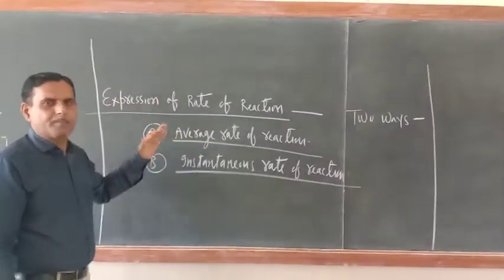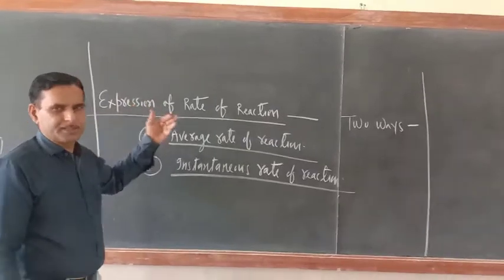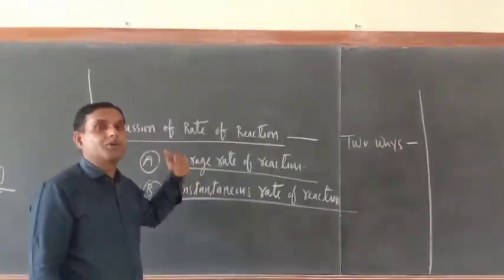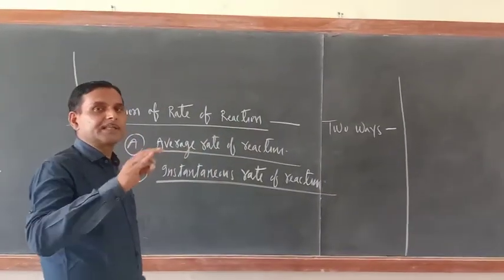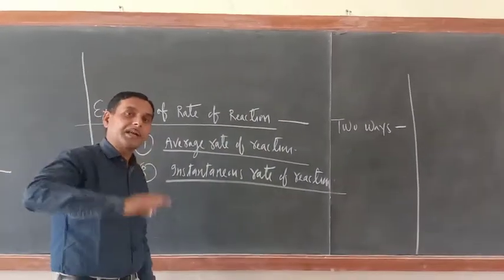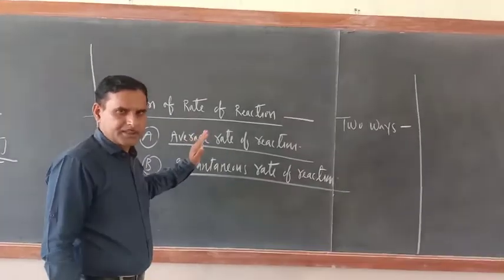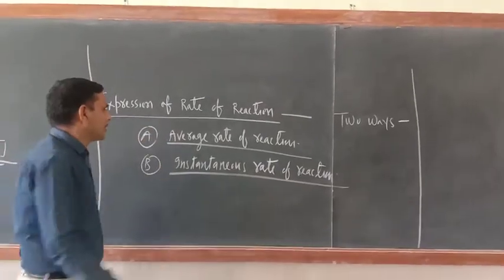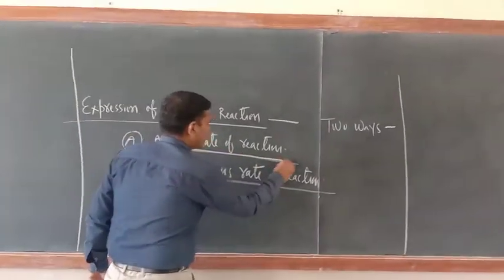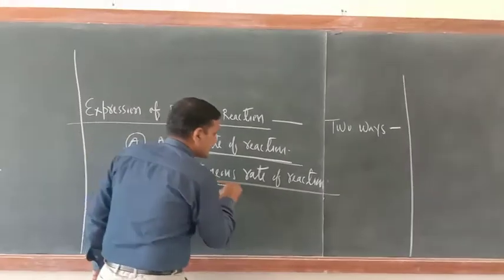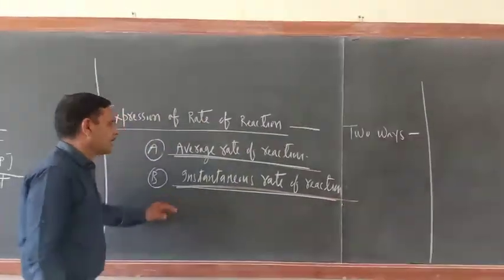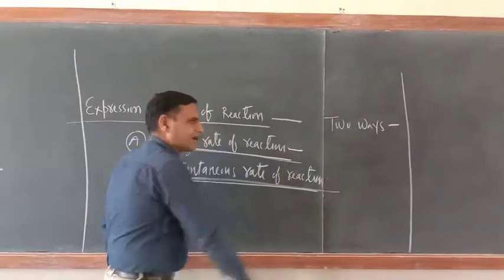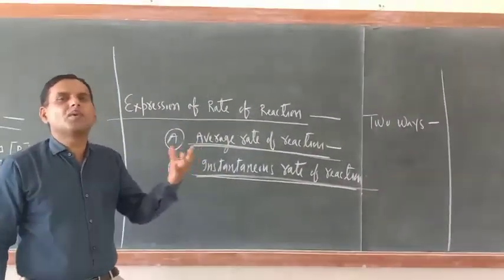Yesterday we discussed the rate of reaction. As we know, the rate of reaction can be expressed in two ways: in terms of decreasing concentration of reactant or increasing concentration of product. For the expression of rate of reaction, there are two ways. The first one is average rate of reaction, the second one is instantaneous rate of reaction. Average rate of reaction is generally used when the amount of reactant is more.